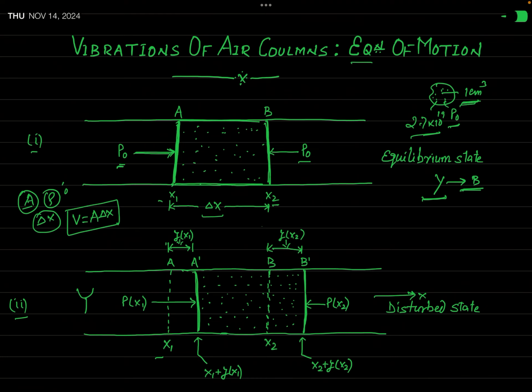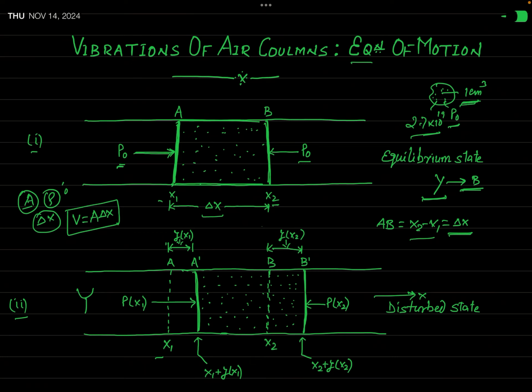In the undisturbed state, can you say what will be the length of this column AB? You can easily see that AB, the length of this column, will be equal to x2 minus x1. And we have assumed that x2 minus x1 is equal to delta x. So the length of the element AB is equal to delta x, which is equal to x2 minus x1, where x1 is the x coordinate of section A and x2 is the x coordinate of section B in the undisturbed state of our gaseous system.